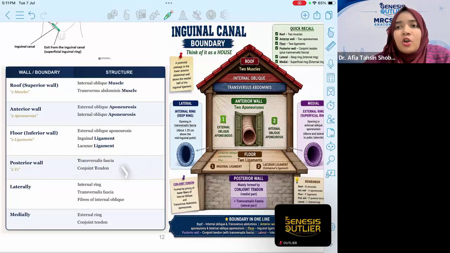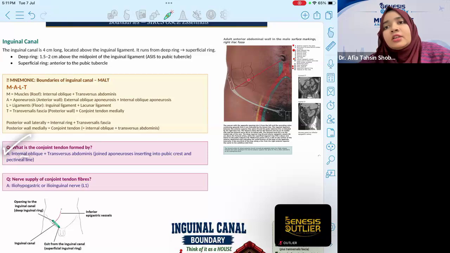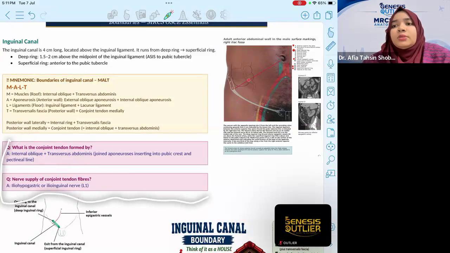I means internal oblique and T means transverse abdominis muscle. These two muscles are forming the conjoint tendon. Okay. Internal oblique and transverse abdominis joint aponeurosis inserting into pubic crest and pectineal line and forming conjoint tendon. And what is the nerve supply? Nerve supply is iliohypogastric or ilioinguinal nerve. These are exam questions.